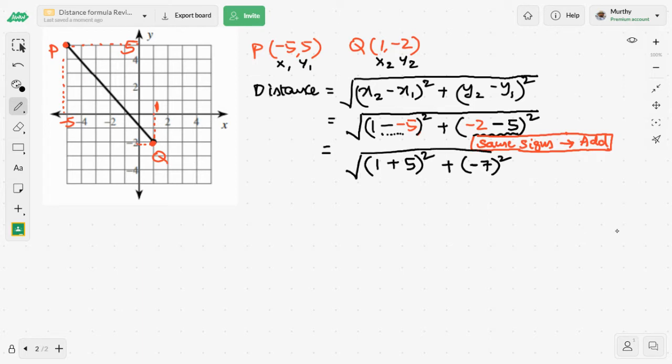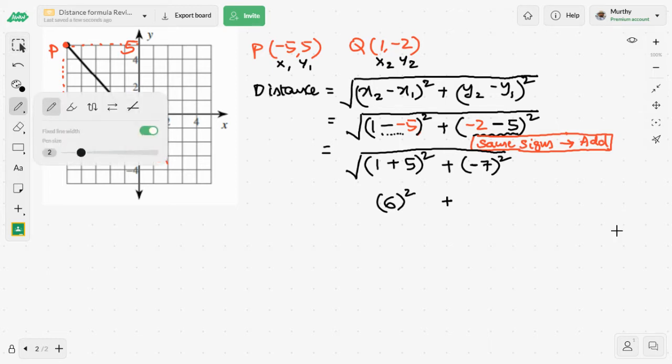So the next step is 1 plus 5, it's simple, 6 square, and negative 7 square, it is not negative 49, because negative 7 whole square means negative 7 times negative 7. So 7 times 7 is 49, then negative of negative gives me positive. So please don't make this mistake: negative 7 whole square is not negative 49, it's a positive 49.